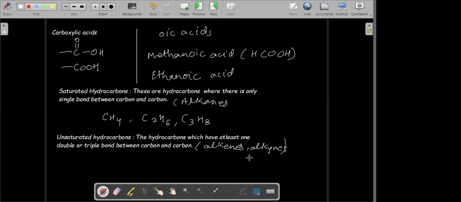So ethene, propene, butene, all these are unsaturated hydrocarbons. Got it? Now, any doubt in whatever we have studied today? No, sir. Anyone facing any problem? No. All right. So we'll continue with the saturated and unsaturated hydrocarbons in the next class. We'll see their reactions. We'll see how we can identify them.